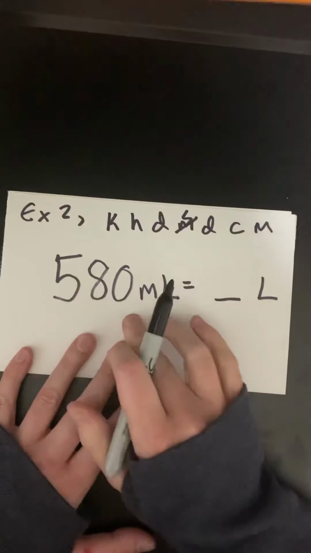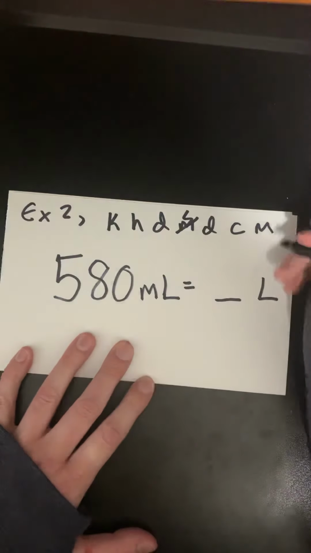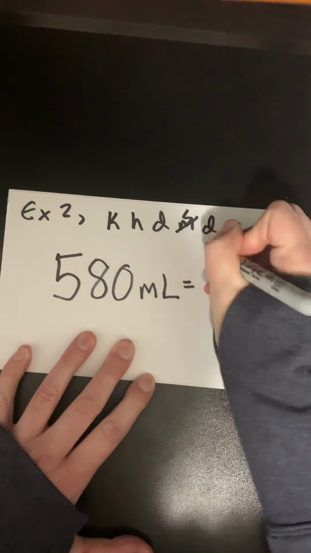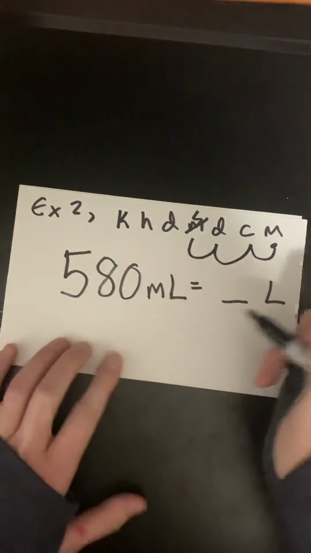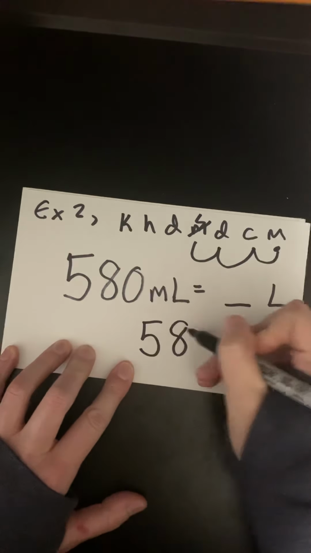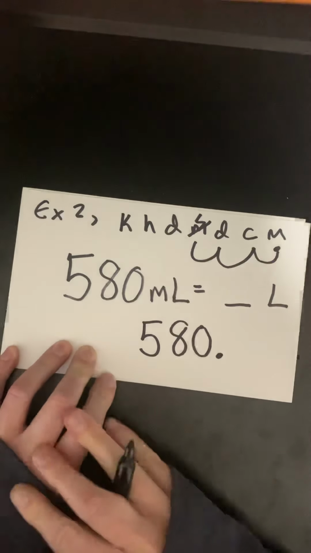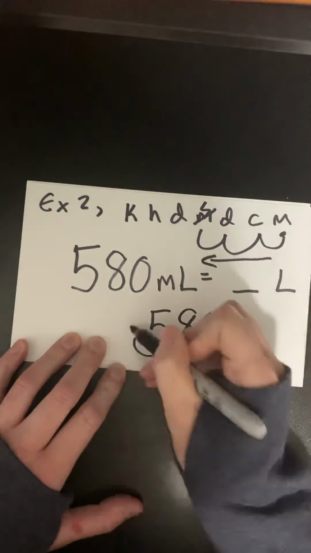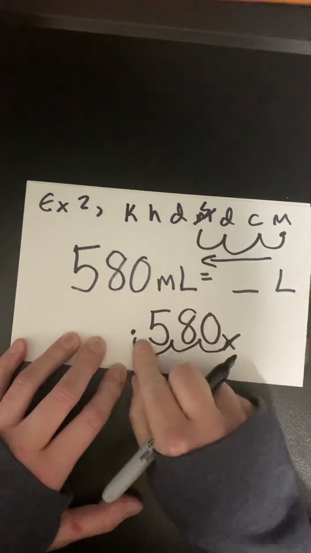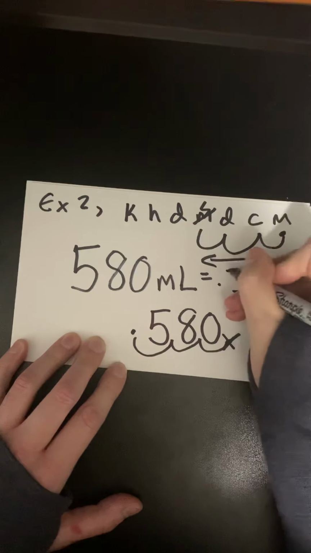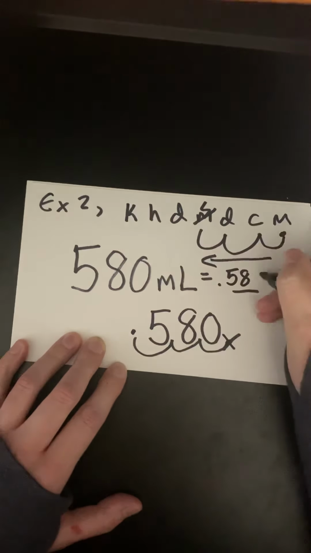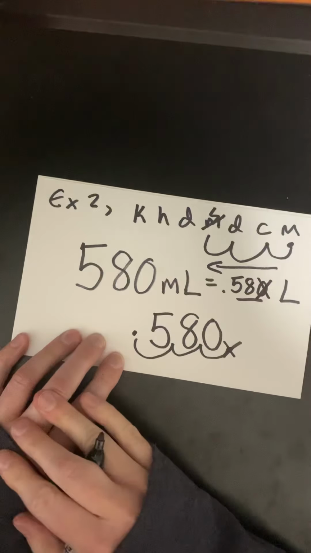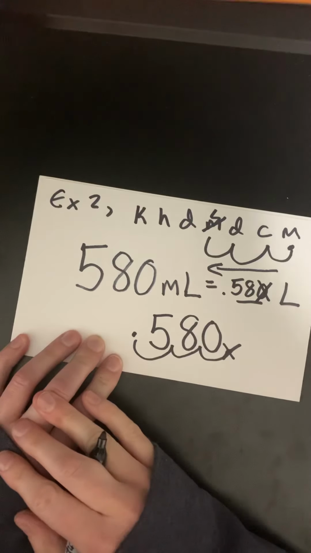So we're going to start with 580 milliliters, which is over here, and I'm going to go to the left 3 spaces, 1, 2, 3. I'm going to do the same thing on my 580. My decimal is at the end, so I'm going to move it to the left 3 spaces. And so my decimal is now over here. So it's 0.580 or 0.58. The 0, you can keep it or not keep it. It's not necessary as it's hanging off the end after a decimal.